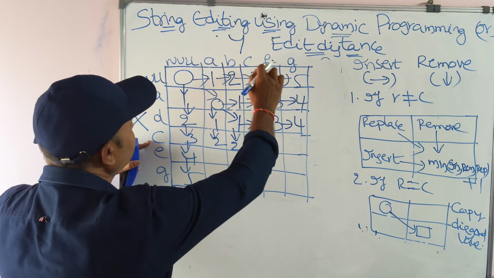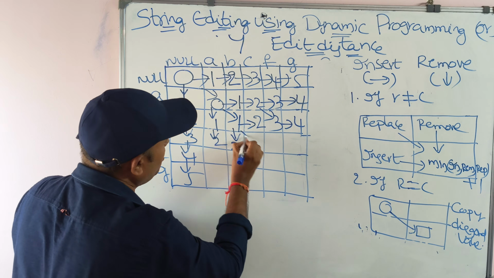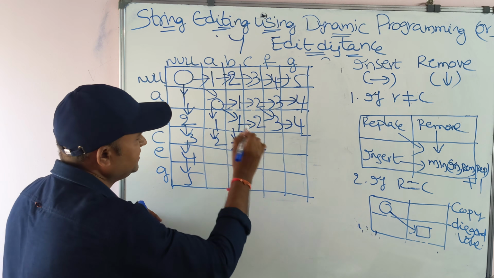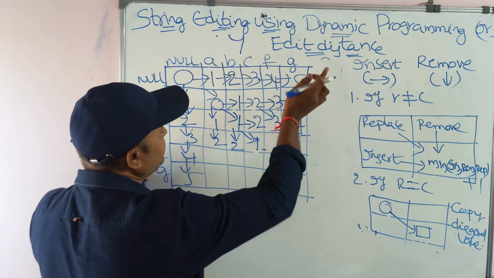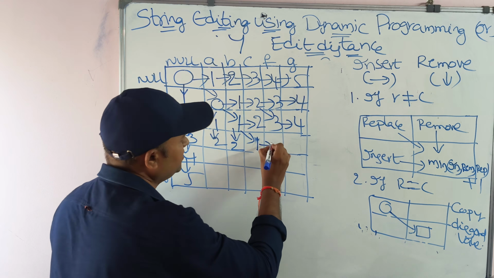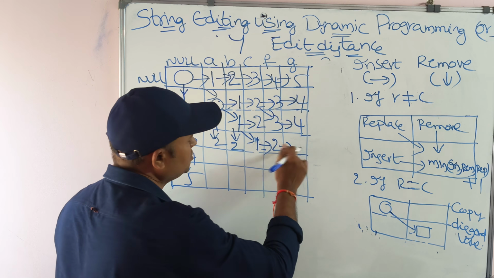Yeah, here CC. CC means same characters. Same characters means we have to copy the diagonal value. Here the diagonal number is 1. Next, CF different characters, CZ different characters. Out of 1, 2, 3, 1 is the minimum number. So 1 plus 1, 2. Out of 2, 3, 4, 2 is the minimum number. So 2 plus 1, 3.